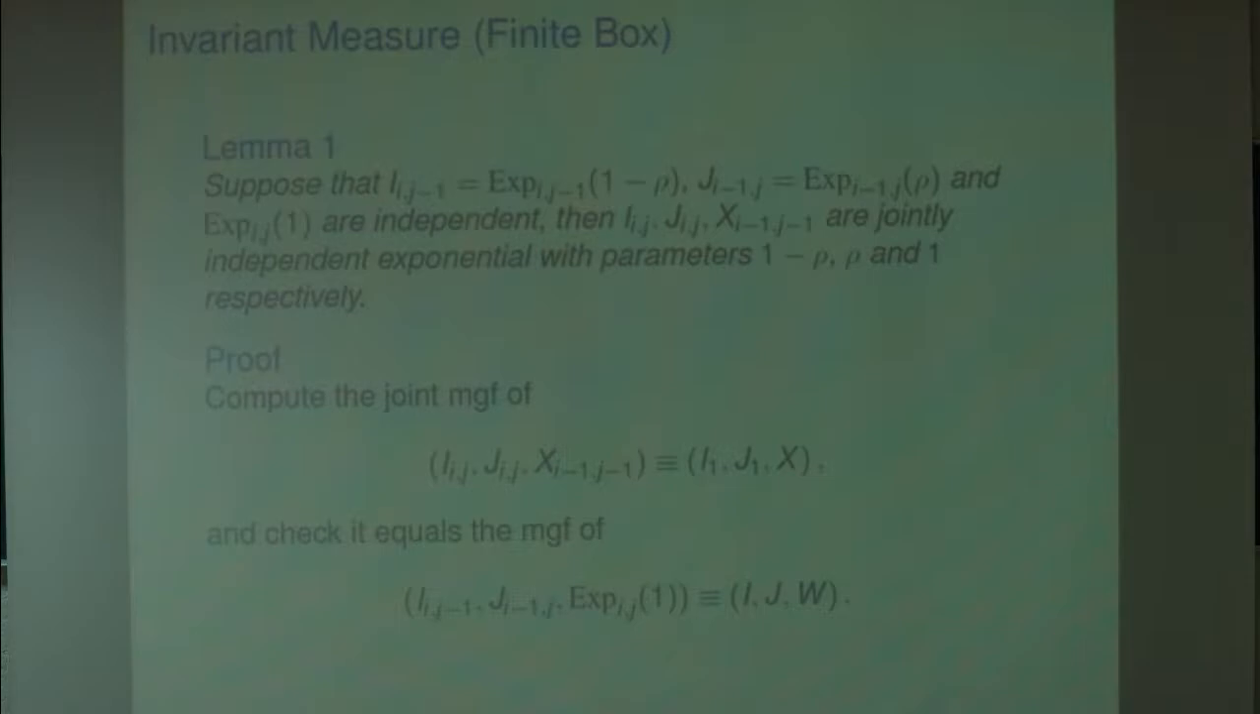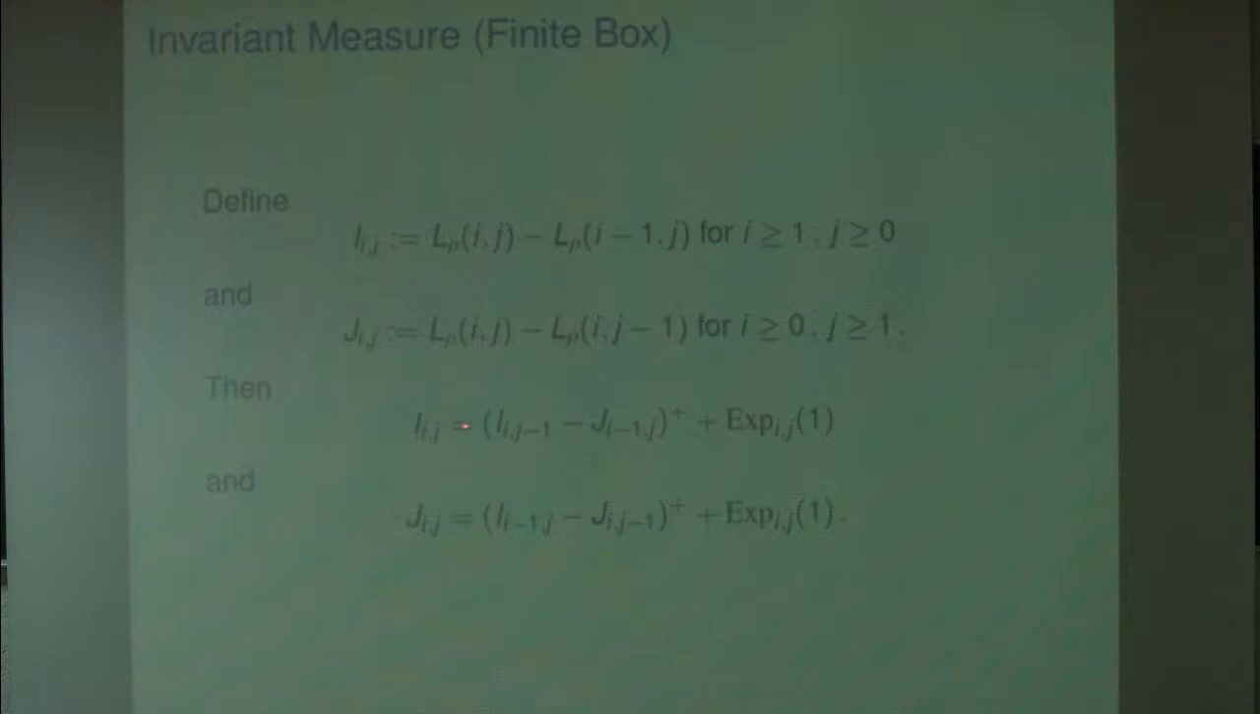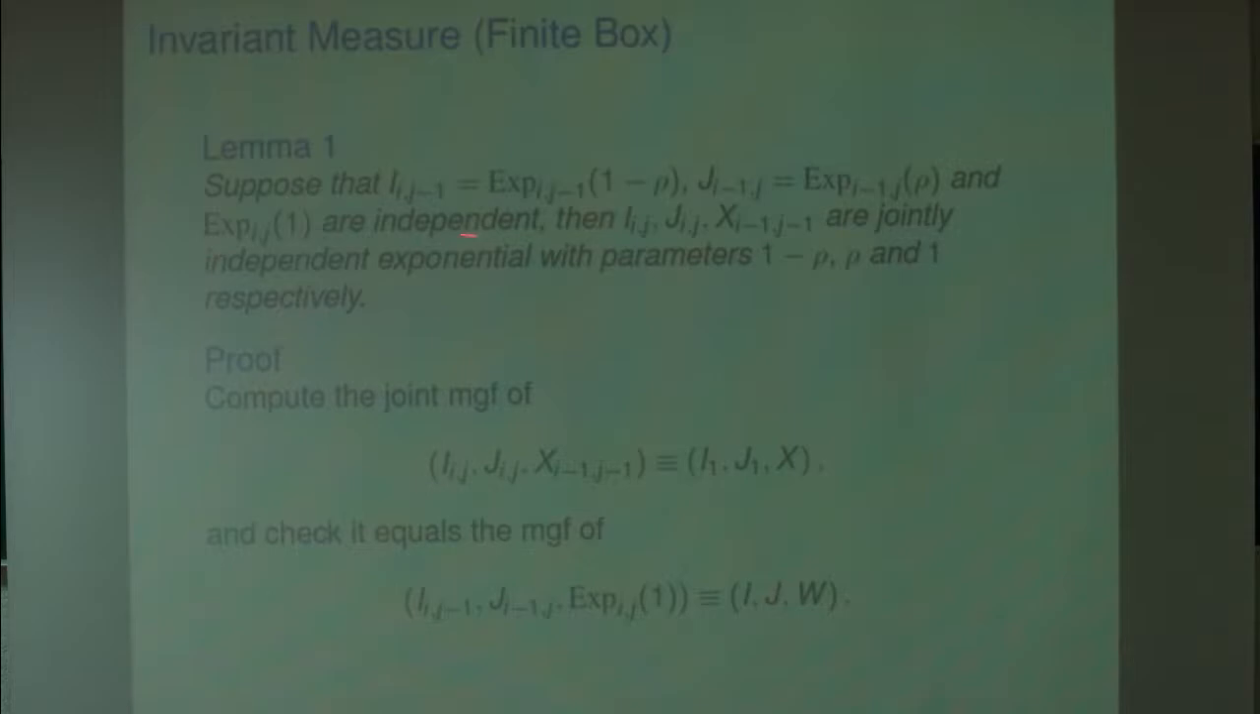So this lemma is a very easy exercise for graduate or even undergraduate students. Suppose you have some variable I, which is exponential with parameter 1 minus rho, and J is exponential with parameter rho, and you also have some other variable which is exponential with parameter 1. Suppose that they are independent, and then you define I, J, and X with these formulas here. So I will be the previous I minus J positive part plus exponential 1, and J will be the previous J minus the previous I plus exponential 1. So you start with three variables, and then you define these three new variables. The lemma says that if you do this, what you get is a copy of what you started. They have just the same distribution.